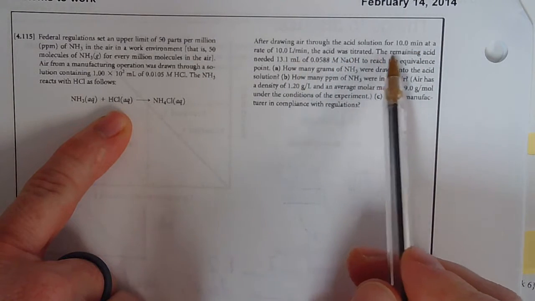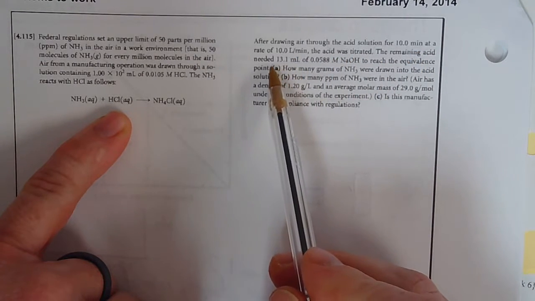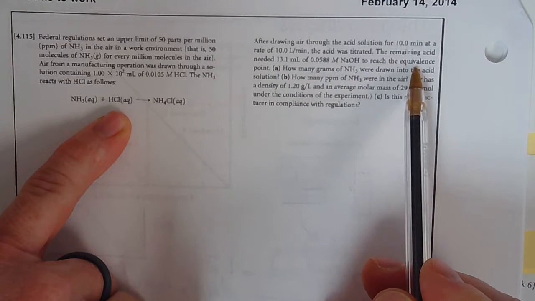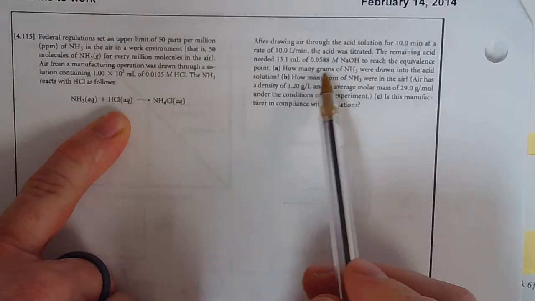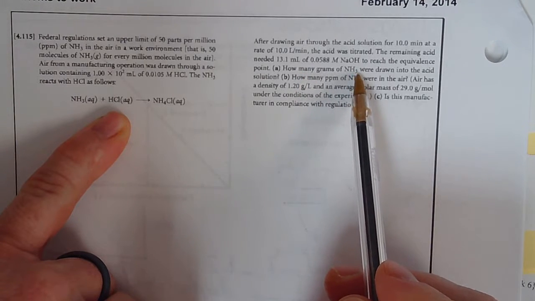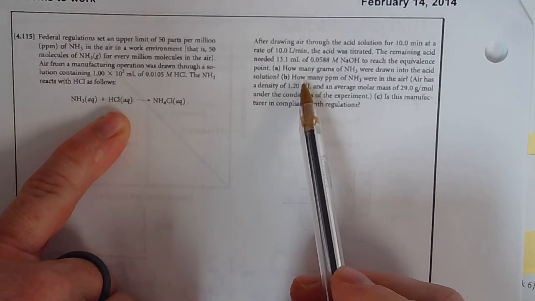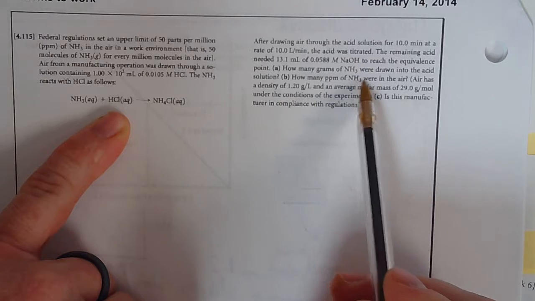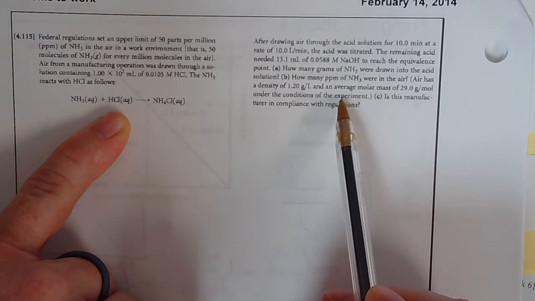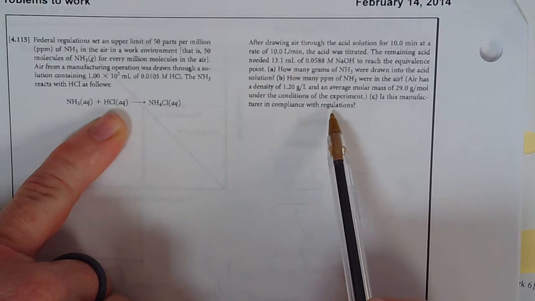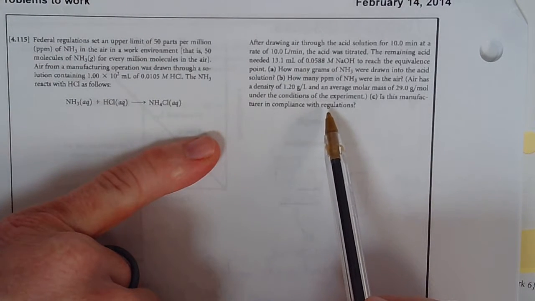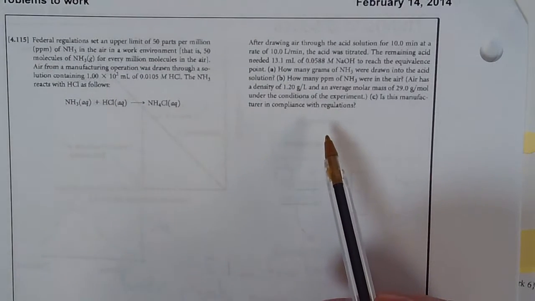Then they titrate the acid. They tell you how much base it took to titrate the acid. And then they want you to tell how many grams of NH3 were brought through the solution. And then they want you to tell the ppm of that. And then they want you to tell whether or not the manufacturer is actually in compliance with the regulation.